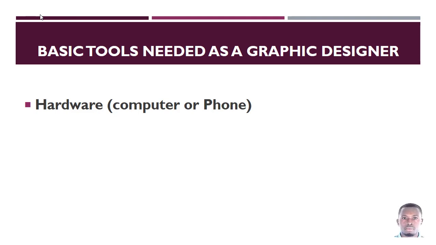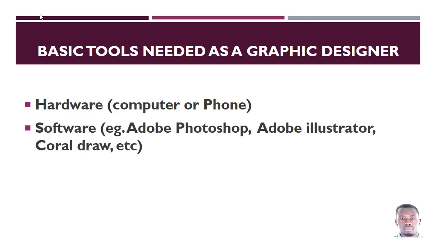But mainly, I always prefer to use a computer and computer-related software that will help you to design. That one is much more efficient and easy. Okay, and the next thing, you need to get a software. After you are able to acquire your hardware, the computer or the phone, you need to get software that will be installed on it. Examples of such software are Adobe Photoshop, Illustrator, and CorelDRAW, and so many other editors that you can use.